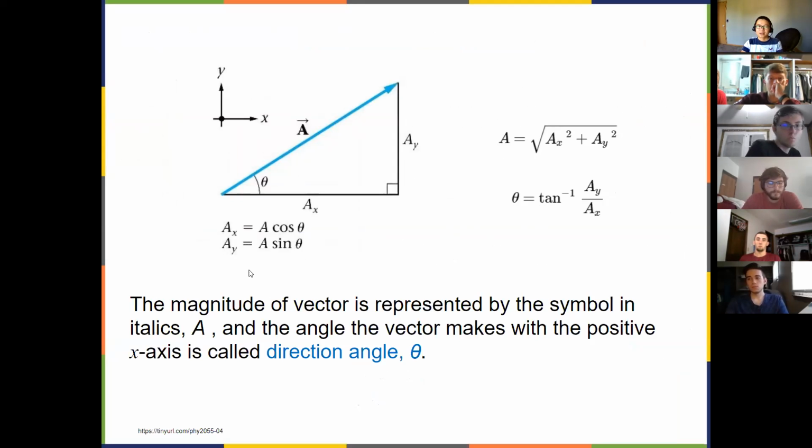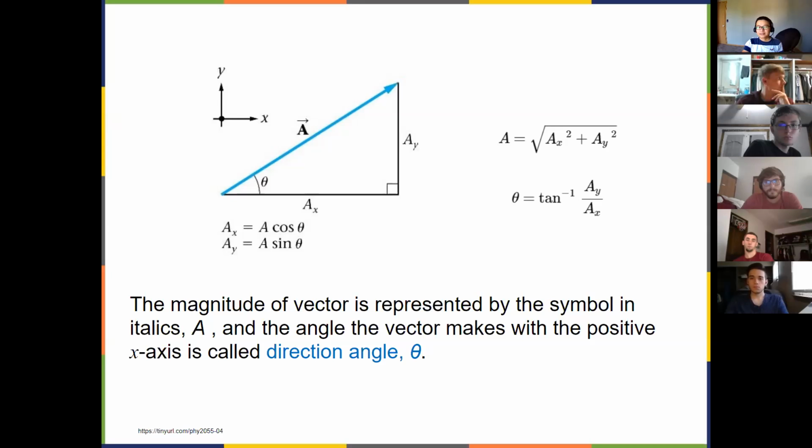Either way, if you are given a vector in its x, y components, you can figure out its magnitude and direction. And vice versa, if you are given the magnitude and direction of the vector, you can figure out its x and y components. So by utilizing these two equations, depending on what's given. The directional angle is defined as the angle between the vector and the positive x-axis. It's called theta.